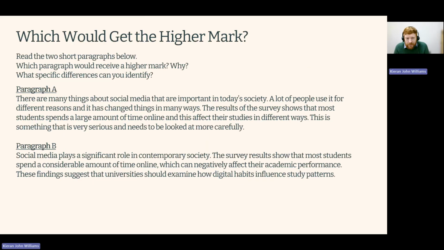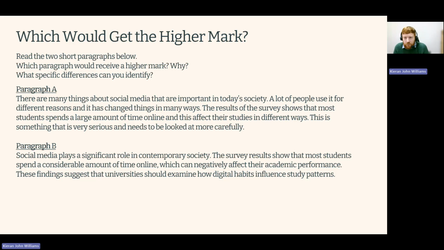So let's look at this in practice. Here you have two short paragraphs. I would like you to read them carefully and then discuss which of them would receive a higher mark, and also why. Now, don't just focus only on grammar. Consider also vocabulary, clarity, the tone of the language, and also the strength of the argument.